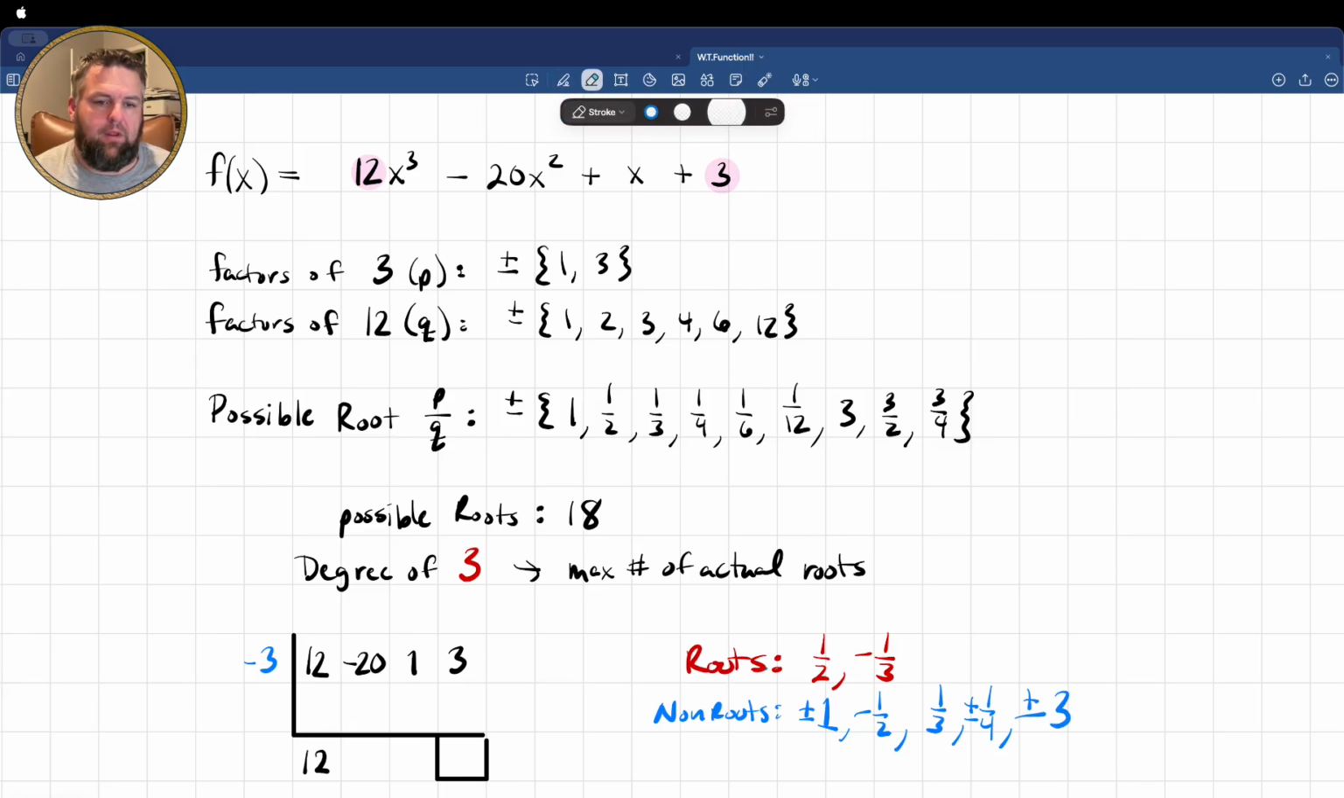Okay. Let's try 3 halves. 3 halves of 12. So that's 18. Half of 12 is 6 times 3 is 18. That's negative 2. And then that's going to be negative 3. That's going to be negative 2. And that's going to be negative 3. There we go. So the other root that we were going to have is positive 3 halves.